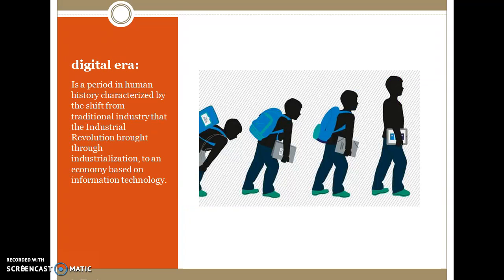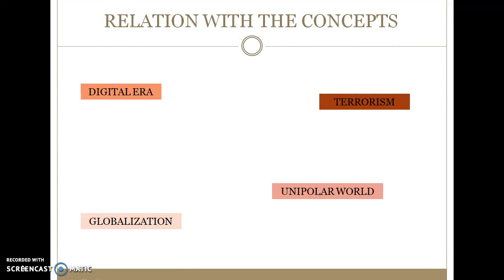Now we have, like I said before, the digital era. So in the image you can see the development of that era, which is a period in human history characterized by the shift from traditional industry that the Industrial Revolution brought through industrialization to an economy based on information technology. And now I'm going to make a relation with the concepts I mentioned before.